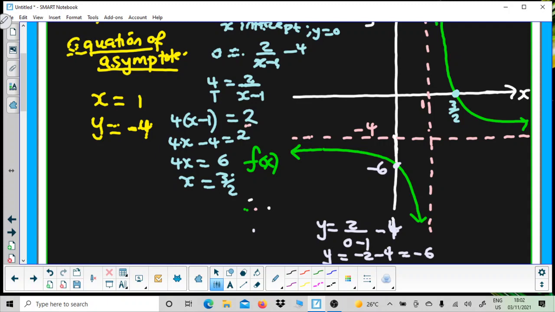You already have the equations of the asymptotes. They like asking for equations of the asymptotes a lot, and of course sketching the graph. You saw that I sketched the graph before I got my intercepts. However, you do the opposite. You get the intercepts first, then you put them on the graph, and then you sketch, going through the points that you have.